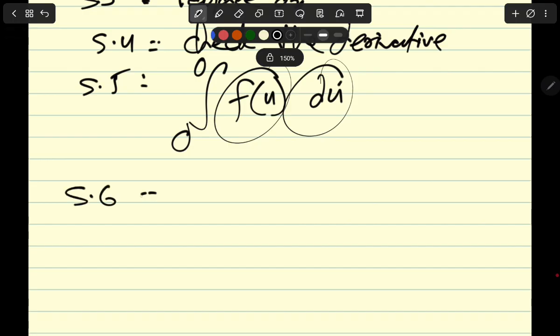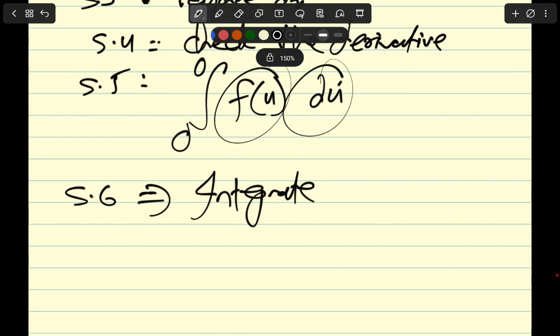Step number 6 is pretty straightforward. That is, you integrate, right? Because you have done all the hard part, now you just have to do the easier part. Now, for an indefinite integral, you must return to x. You shouldn't, because there are no limits to change, right? So you must come back to x.